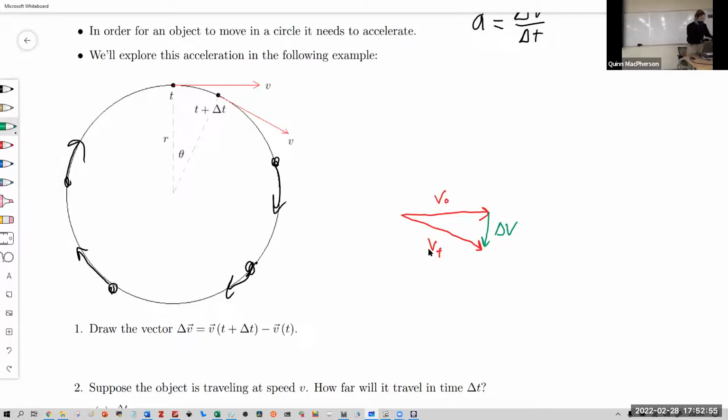Compare this to what we did earlier. Earlier in this course, we had a downward velocity at one time, and later we had a bigger downward velocity. So we would have a v naught like that and a v final like that. If we wanted to find our change in velocity, it would be like that, delta v. So that would be a change in speed causing a change in velocity. Here we have a change in direction causing a change in velocity. Cool. Questions?